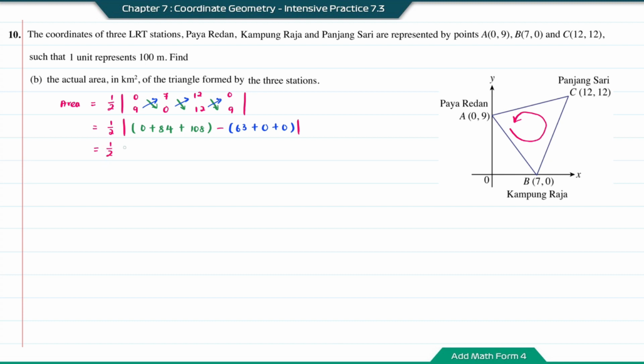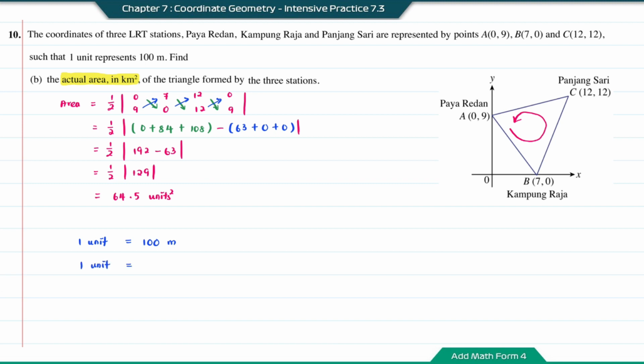So this is equal to 1 over 2 times. The answer in the first bracket will be 192, then minus the answer in the second bracket, 63. So this is equal to 1 over 2 times 192 minus 63, which is 129. So 1 over 2 times 129, this is equal to 64.5 units square. So here we want to find the actual area in kilometers square. So here we need to do the conversions. So here we know that 1 unit is equal to 100 meters.